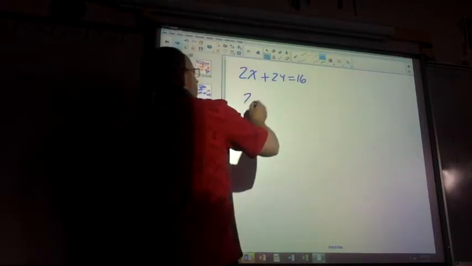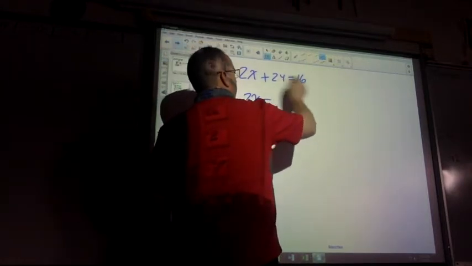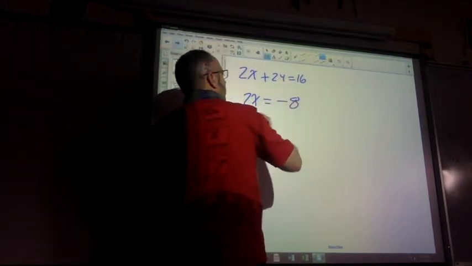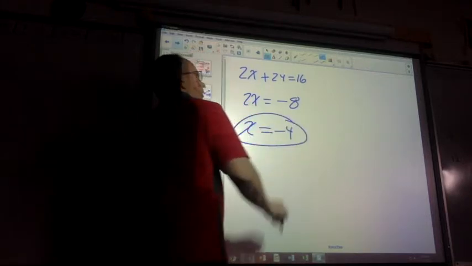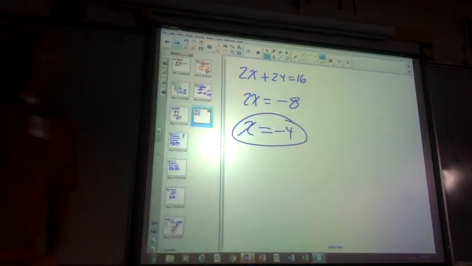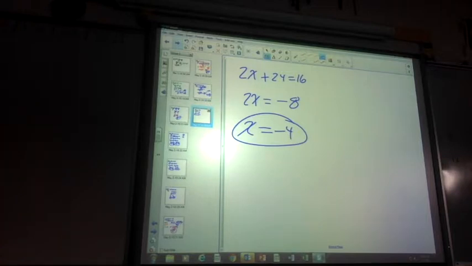Subtract 24 from both sides, so I get negative 8. Divide each side by 2, so I get x is equal to negative 4. Only one answer when it's linear. It's not squared. Okay? You'll probably see something like that tomorrow on the quiz.